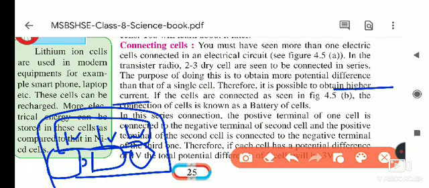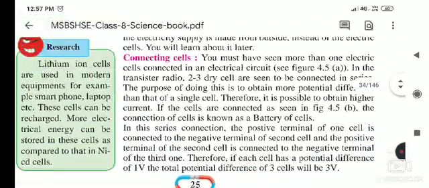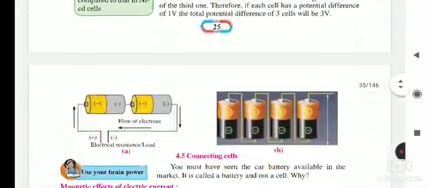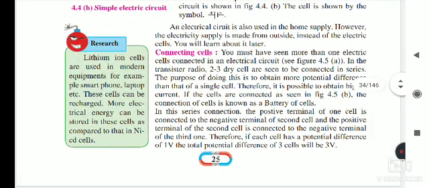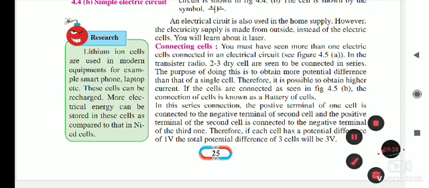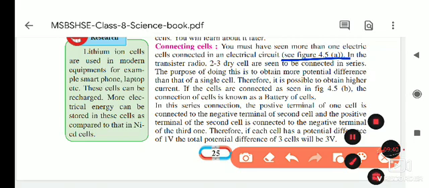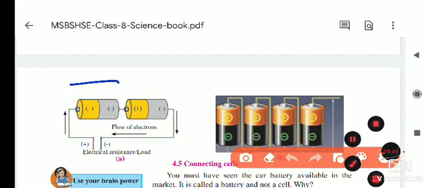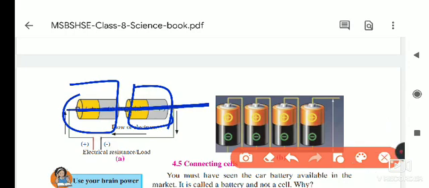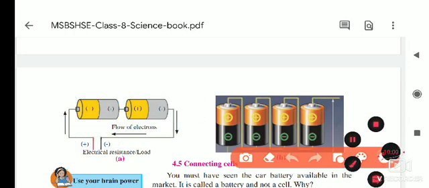If the cells are connected as seen in figure 4.5b, see here, this is figure 4.5a. In it, the cells are connected in series. If you see here, these are the cells, and they are connected serially, one after the other. This is the positive terminal, and this is the negative terminal.